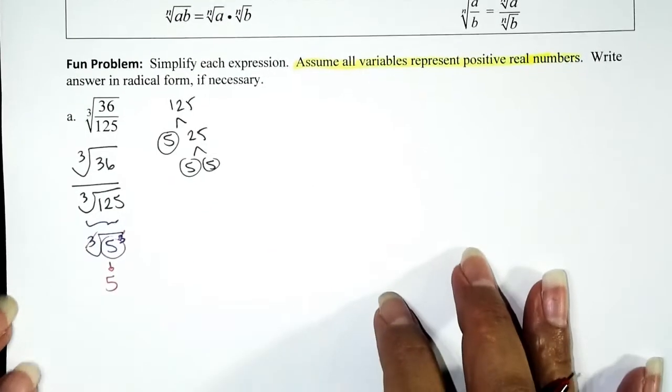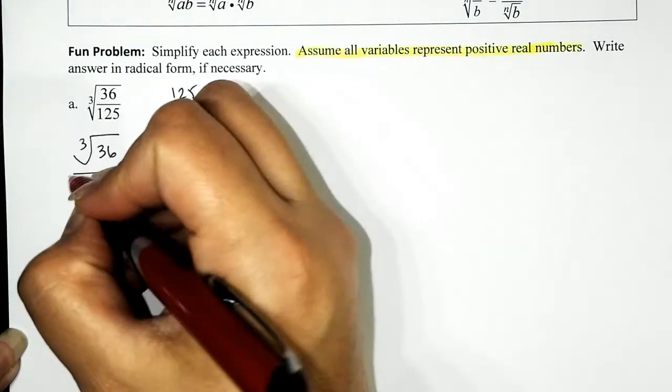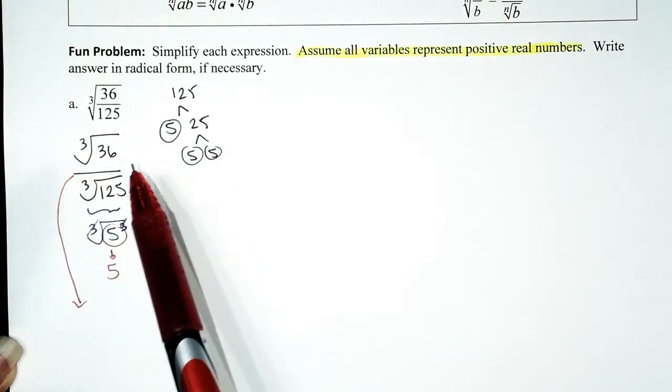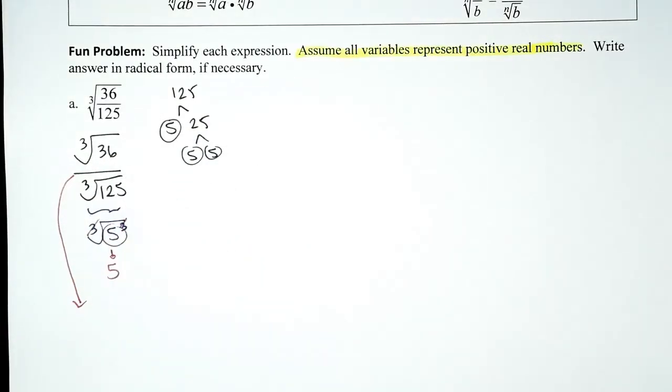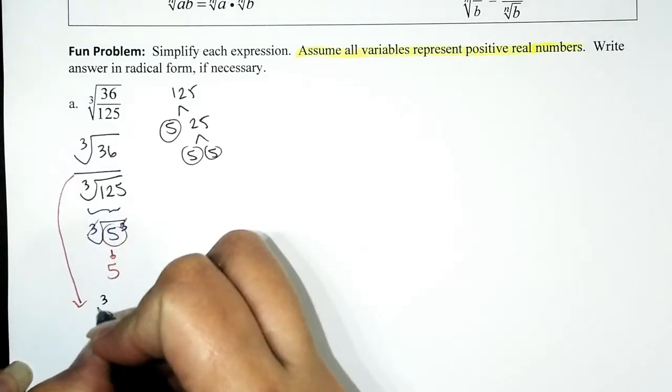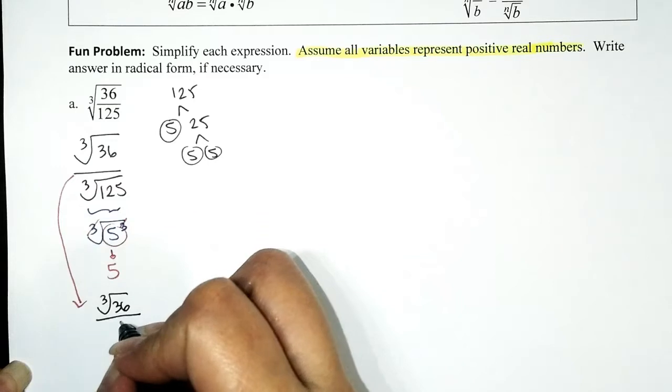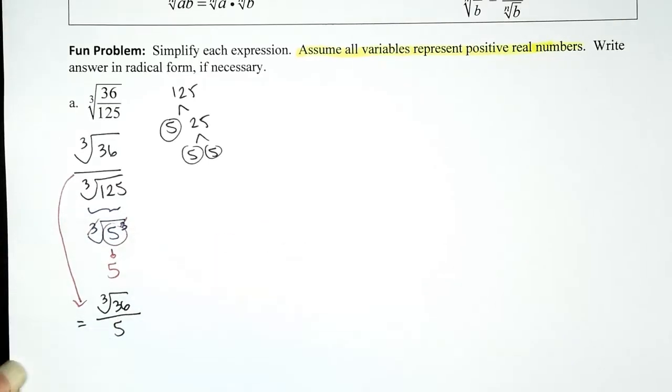Okay, so that is a lot. Let me tell the reader what's going on. We're going to take this fraction and bring down the numerator, which is the cube root of 36, and that's all over our simplified denominator of 5. So fantastic, that is our answer.